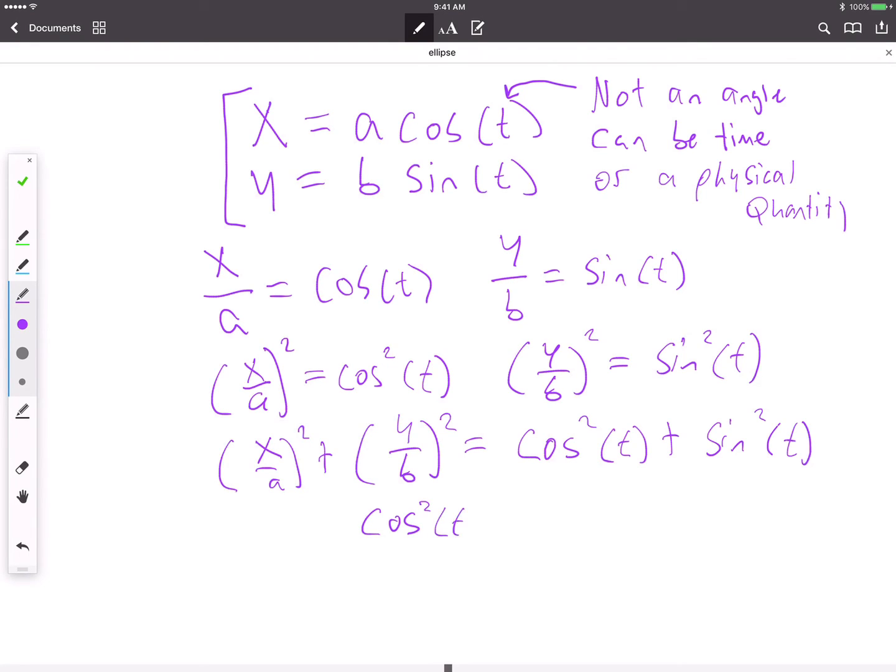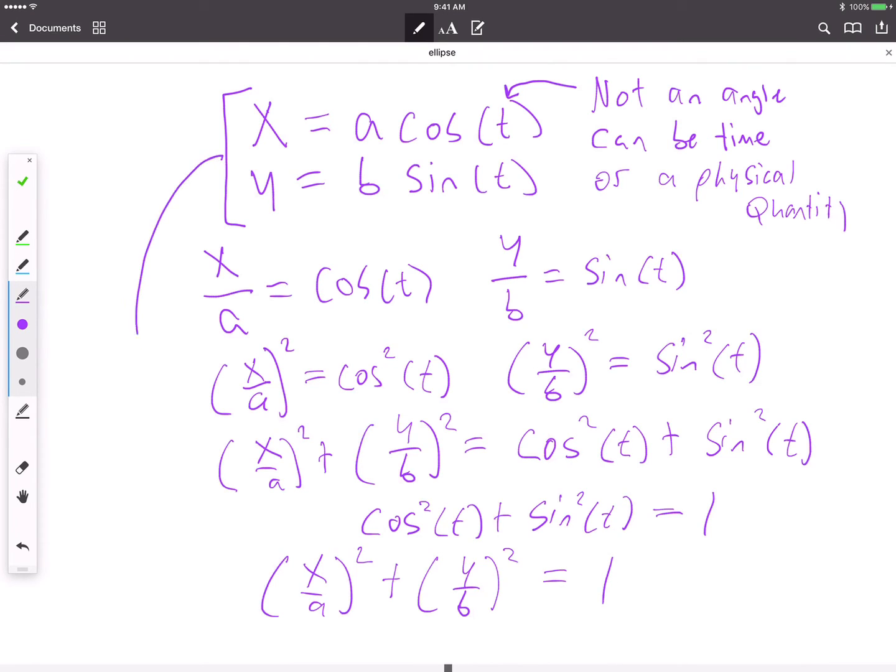So cosine squared of t plus sine squared of t equals 1. And so I can substitute in 1 on this right side of the equation, and I get x over a squared plus y over b squared equals 1, which is the equation of an ellipse. So we've shown that these parametric equations are completely equivalent to the standard form of the ellipse.